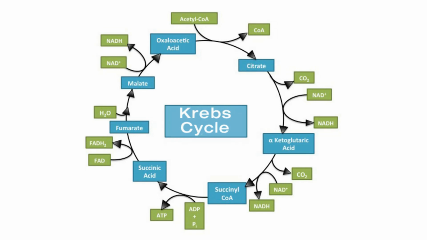Step 2. Isomerization of citrate. Citrate is then converted into its isomer, isocitrate, through a reaction catalyzed by the enzyme aconitase. Isocitrate is also a 6-carbon molecule and is the second intermediate in the cycle.